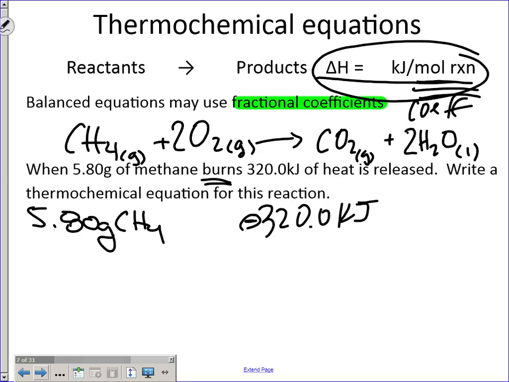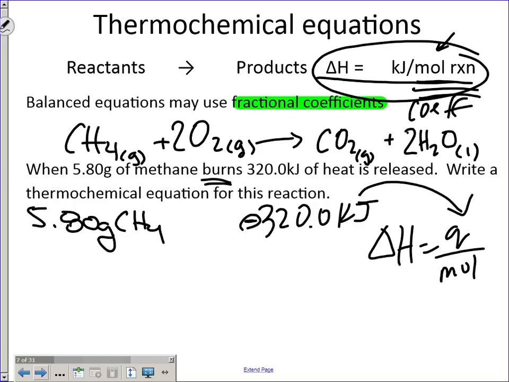All right, so all I need to do now is find delta H. So to find delta H, you need Q divided by moles, right? So delta H is heat over moles. Well, I already have the heat, right? That's released from what? This, but that's in grams, right? So what do I need to do?